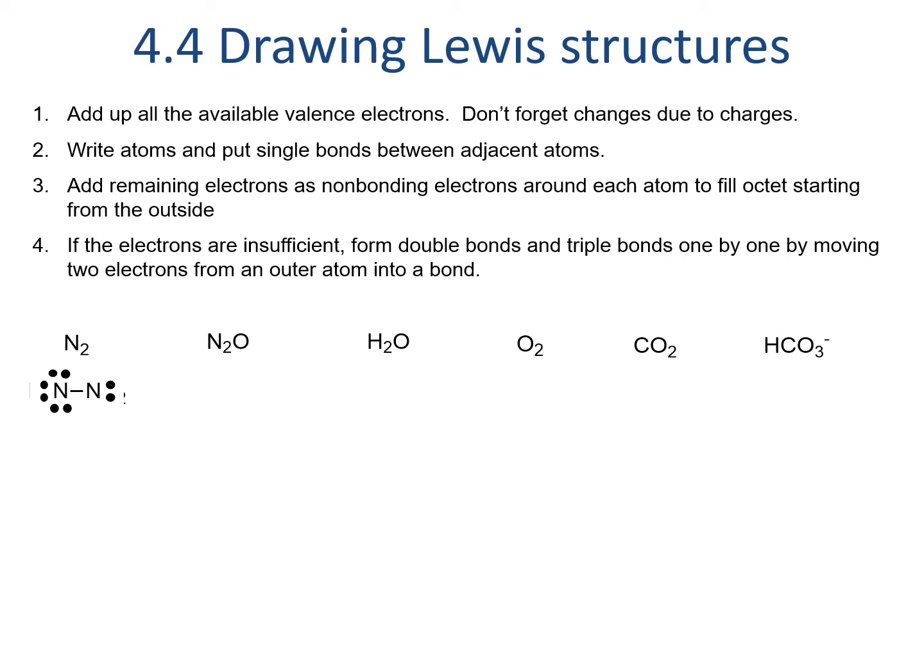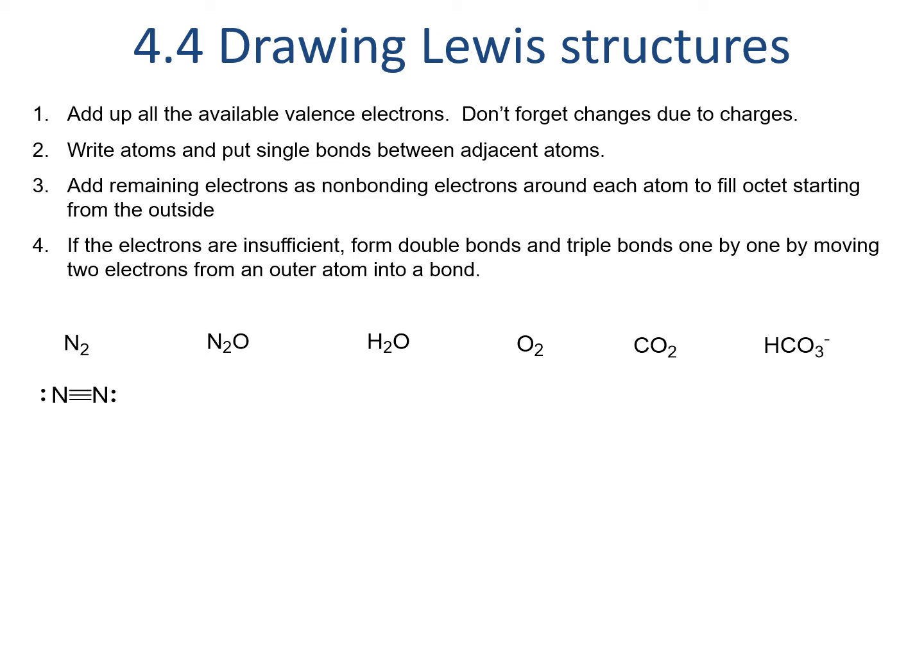bond to increase towards an octet. We can move electrons from the leftmost nitrogen into a double bond to increase the number of electrons available to the rightmost nitrogen. However, this still leaves the rightmost nitrogen with only 6 electrons, so we need to move another 2 electrons into an extra bond, now giving a triple bond. Once we have a triple bond, we have an octet for each nitrogen and a valid Lewis structure. Hooray!